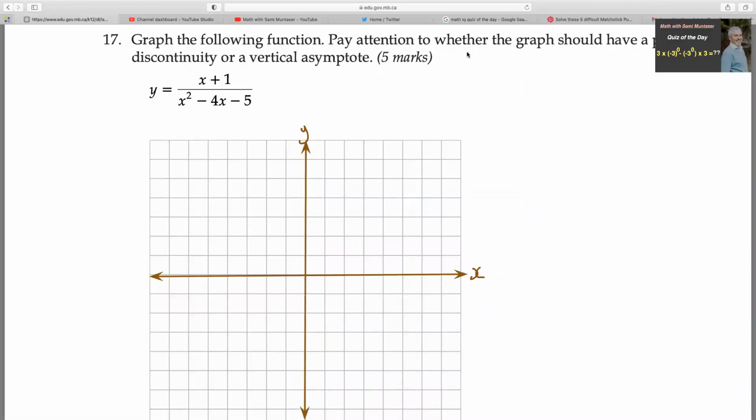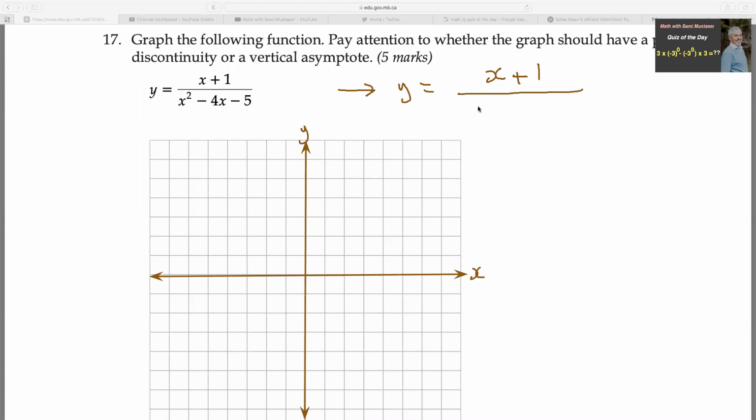So graph the following function. When you have that kind of situation, definitely before you do anything, see if you can factor the bottom. The top gives me x plus 1, and the bottom factors into x minus 5, x plus 1, because two numbers multiply to give negative 5 and add to give negative 4, and these are the numbers. Now, this will cancel with this, and I'll end up with y equals 1 over x minus 5.